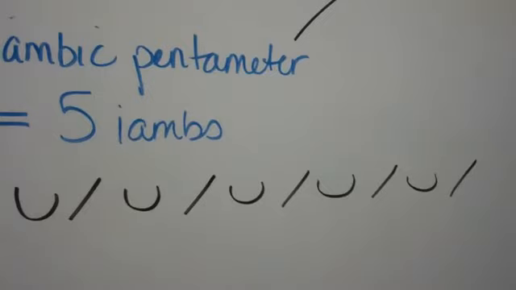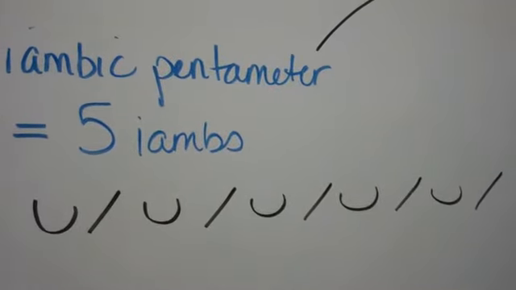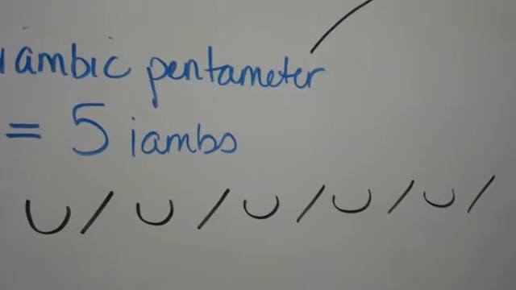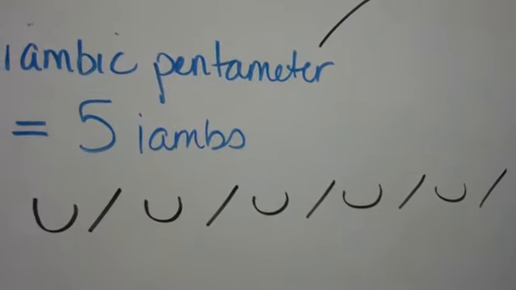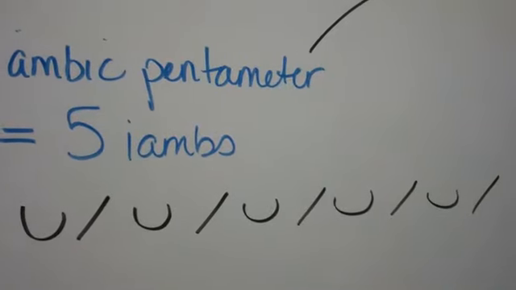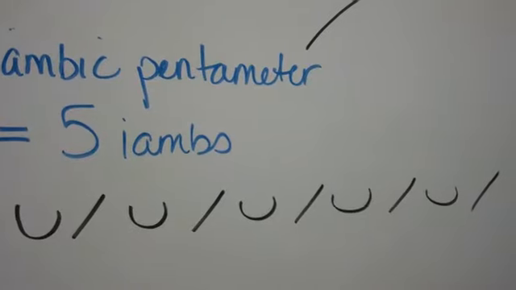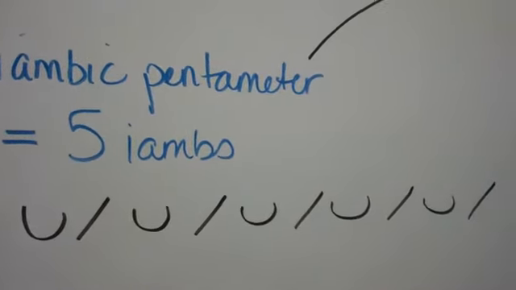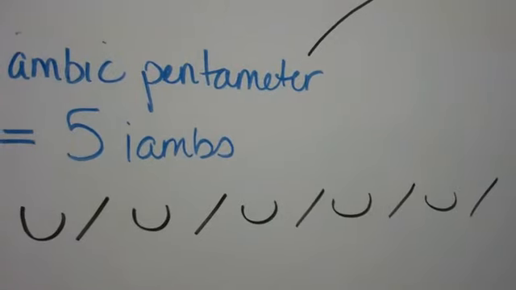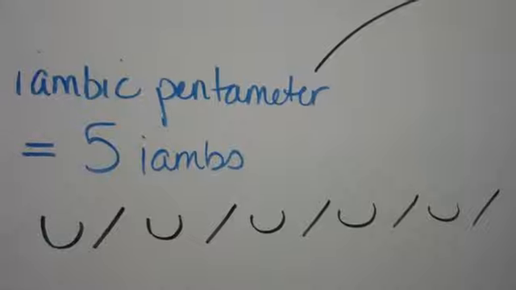Da-dum, da-dum, da-dum, da-dum, da-dum. Weak, strong, weak, strong, weak, strong, weak, strong, weak, strong. So that's what a line of perfect iambic pentameter would sound like. Da-dum, da-dum, da-dum, da-dum, da-dum. Okay, say that a few times to yourself and you'll have it in your head. Think of it a different way. It's a line with 10 syllables and 5 strong stresses.